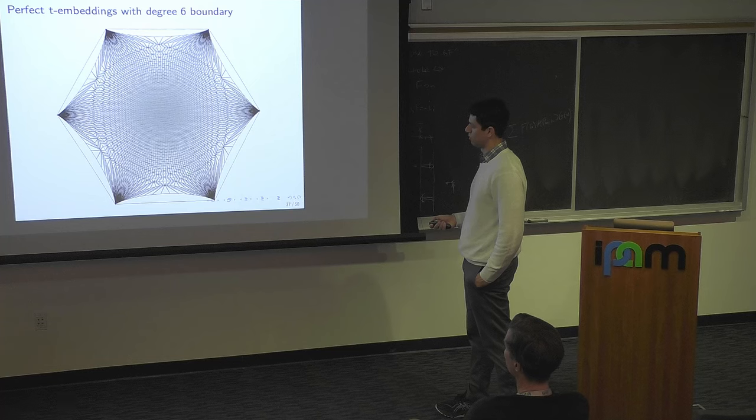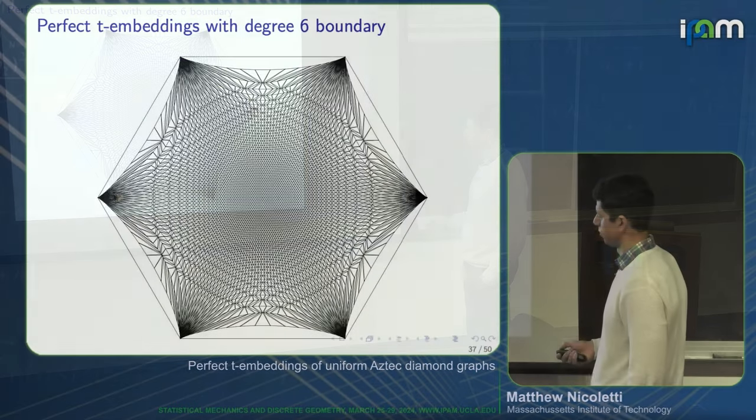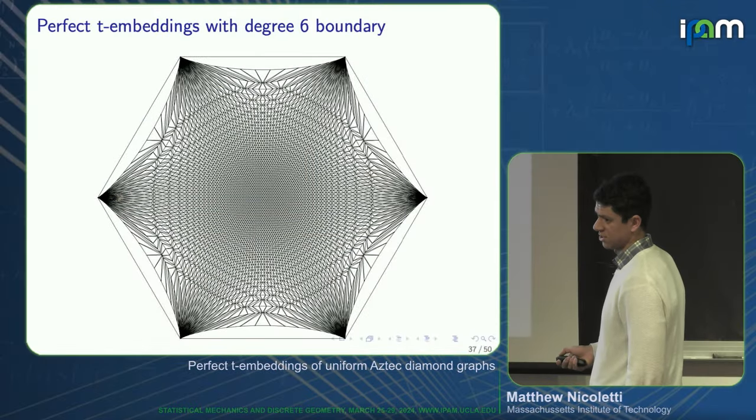Maybe it's useful to say what parts of the picture correspond to what in the original picture. This part corresponds to the tangency point, where you'd see GUE. So the embedding is not converging in some sense.